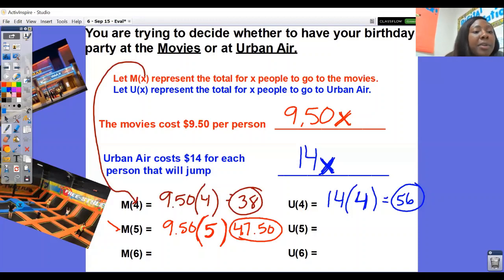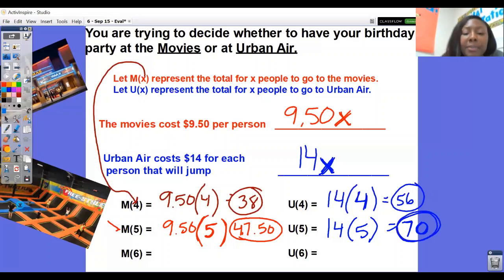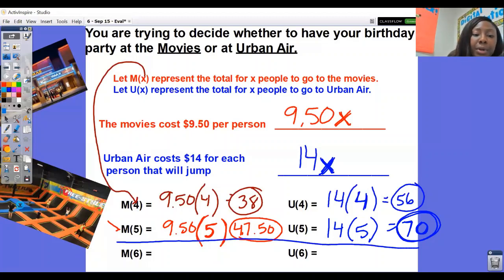And then let's use our other equation to see how much it costs for 5 people to go to Urban Air. 14 times 5. So 14 parentheses 5. Yes, you have to use the parentheses. And then that's $70. So Urban Air is going to cost a little bit more, definitely. And then M of 6, I'm sorry, and U of 6, those 2 you will do on your own.